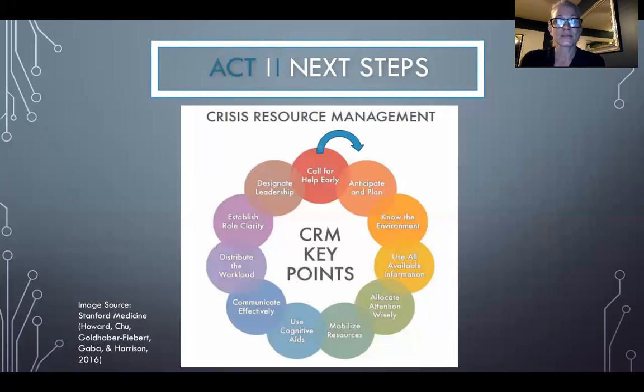We want to designate leadership. Second would be to designate leadership. Leadership roles need to be clear and established, and that is part of what I showed you previously. Right after you call for help, you want to ask your staff members, who's the leader? Who's going to be the manager of this crisis? All team members should be aware of who the leader is, and although there is one leader, every team member should be actively engaged in the plan and always asking for clarity along the way.